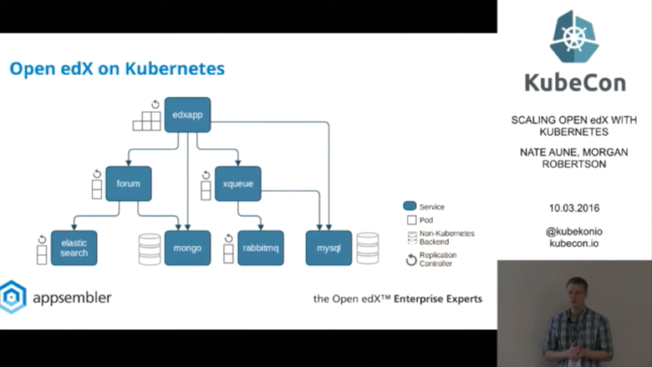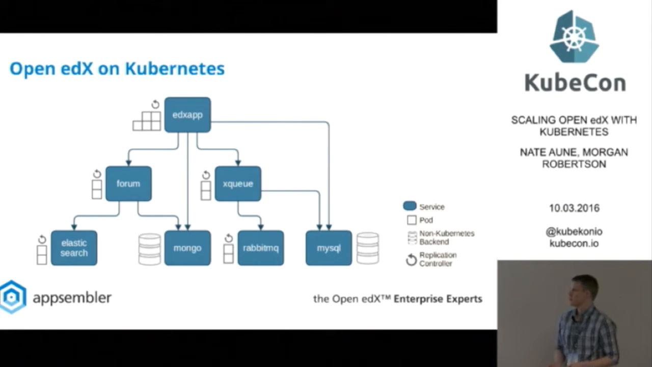All right, so once we've done all of the hard work of building our images with Docker, it's actually fairly straightforward to deploy everything on Kubernetes. And so for the most part, we have a one-to-one mapping between our services and replication controllers. So for example, we have an edX app service, an edX app replication controller, and the replication controller creates edX app pods.